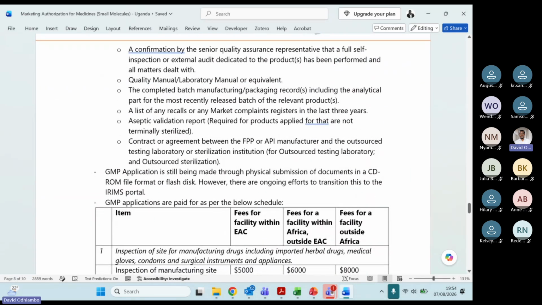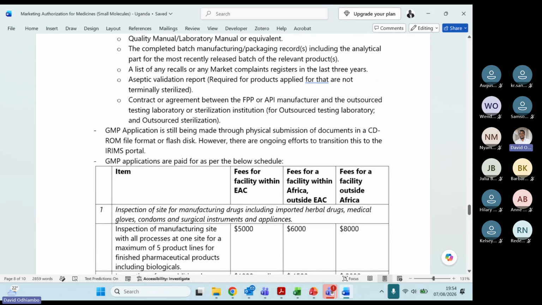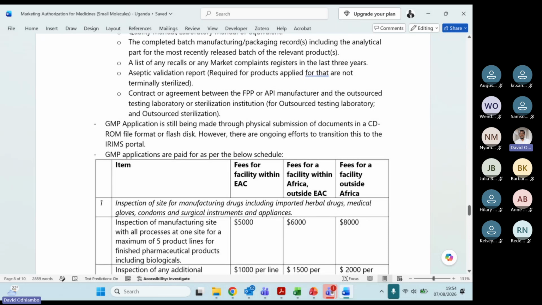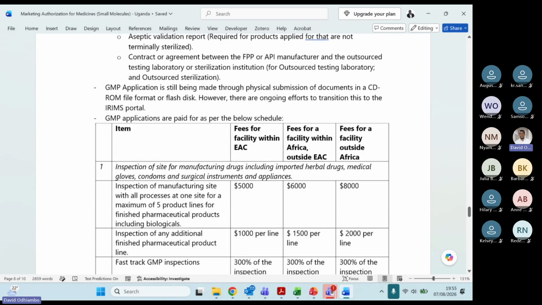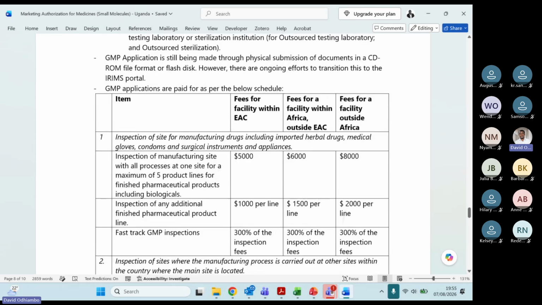Confirmation by the senior quality assurance representative that a full self-inspection or external audit dedicated to the products that you are looking at bringing to the market has been performed and all matters dealt with. That is an internal assurance system that you need to communicate to the regulator. Then you have the quality manual, completed batch manufacturing records, list of any recalls, aseptic validation report, contract or agreement between the finished pharmaceutical product manufacturer and the API manufacturer.